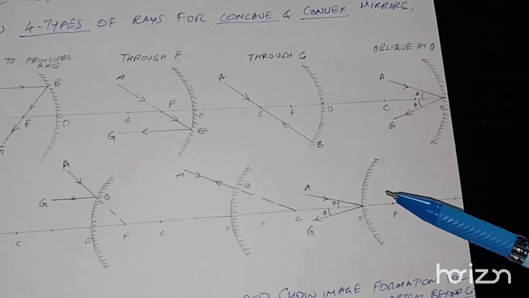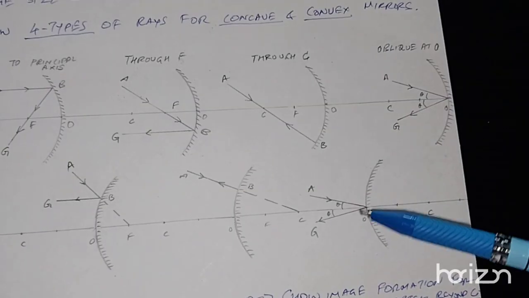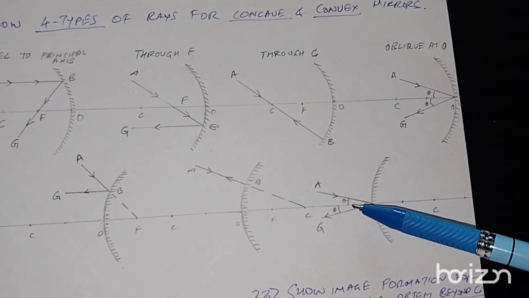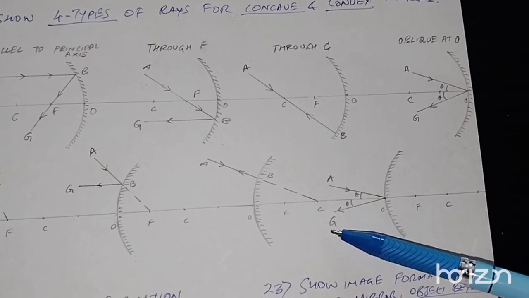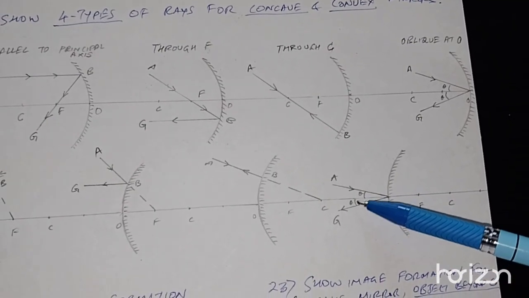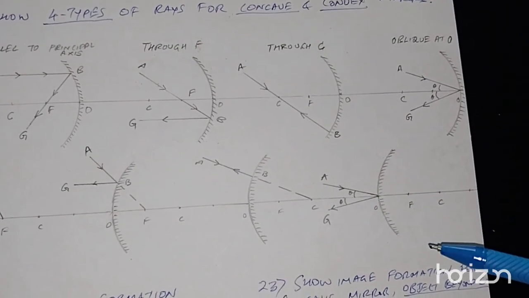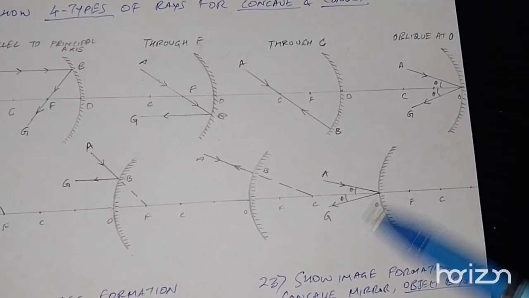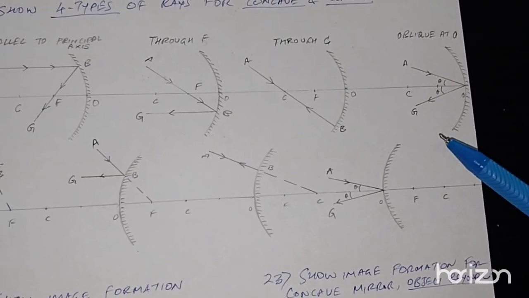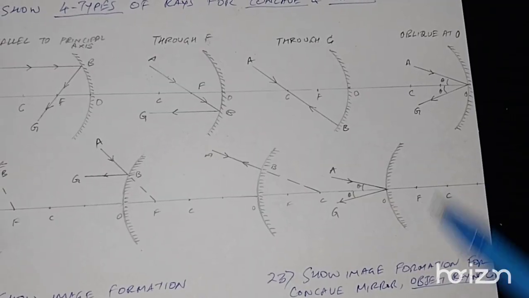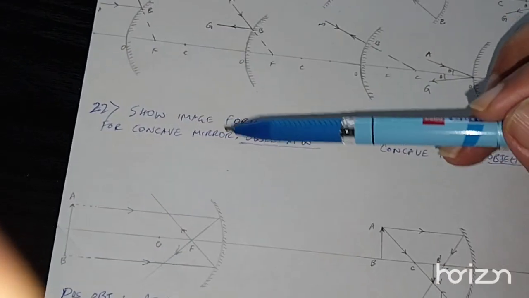Similarly for convex mirror also. See here what you're doing. You're shooting an AO ray, which is at angle theta to the principal axis. The reflected ray OG is also making an angle theta. This theta and this theta are equal because angle of incidence and angle of reflection are equal. So this is the fourth type of ray. These are the types of rays you will use to draw image formation ray diagrams for concave and convex mirrors. Next question. Show image formation for a concave mirror.